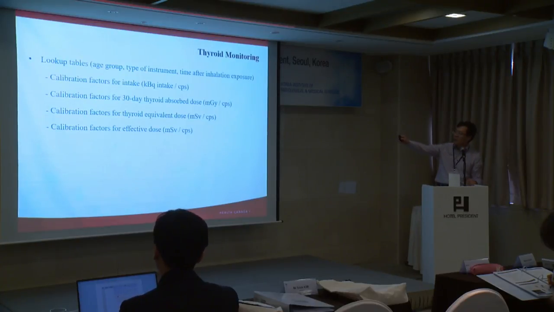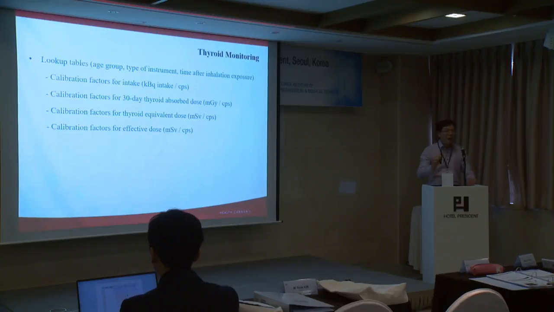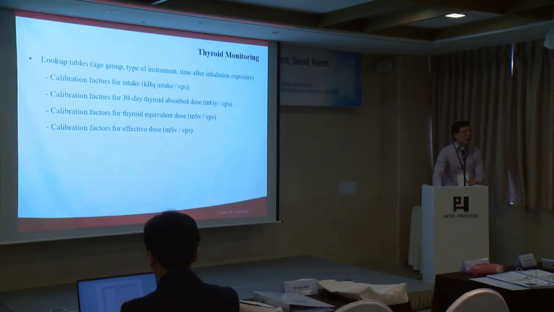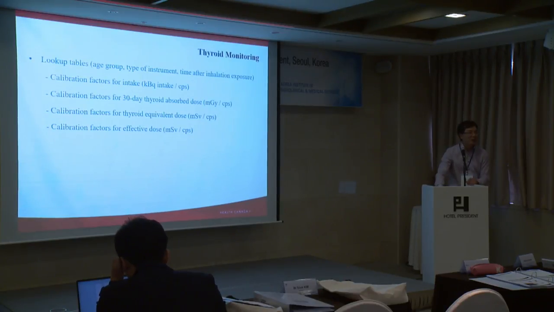By the way, before I show the numbers, these are the four types of calibration factors we have. Basically, if you have a count rate, you will know the intake by using the calibration factor for intake. You will know the numbers for absorbed dose, 30-day absorbed dose, thyroid dose, and effective dose. You may ask why we have a 30-day absorbed dose here. For thyroid monitoring, usually we don't consider the deterministic effect because the intake is usually not that big. We put it here just in case someone has a very significant intake. If the intake is really big, the 30-day absorbed dose will be important because we might see some tissue reaction in the thyroid.